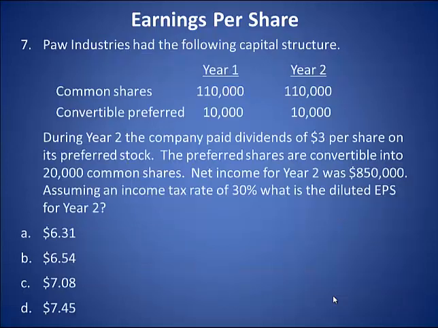Let's take a look at question number 7. This company had the following capital structure. In year 1, common shares of 110,000 and convertible preferred of 10,000, and the same amount of shares in year number 2. During year number 2, the company paid dividends of $3 per share on its preferred stock. The preferred shares are convertible into 20,000 common shares. Net income for year 2 was $850,000, and assuming an income tax rate of 30%, what is the diluted earnings per share for year number 2?